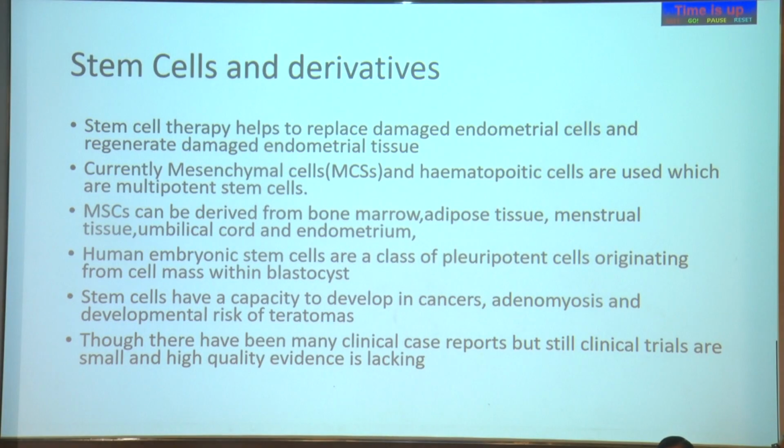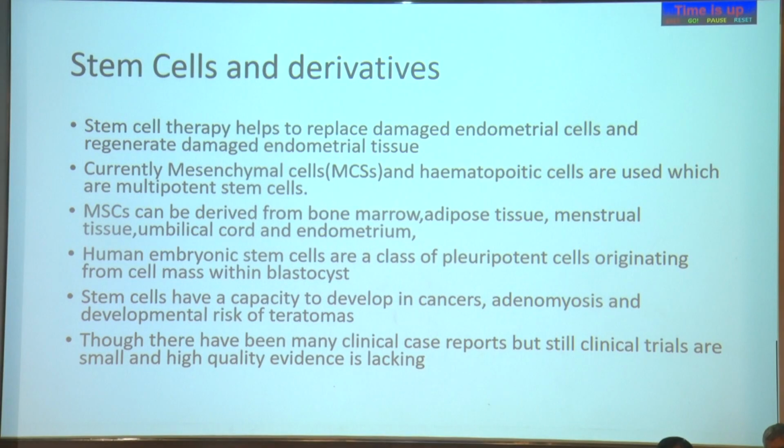Then stem cells are being used in specialized centers. Stem cell therapy helps to replace damaged endometrial cells and regenerate damaged endometrial tissue. Currently mesenchymal cells and hemopoietic cells, which are multipotent stem cells, are used. MSCs can be derived from bone marrow, adipose tissue, menstrual tissue, umbilical cord, and endometrium, and mostly it is the bone marrow which is being used.